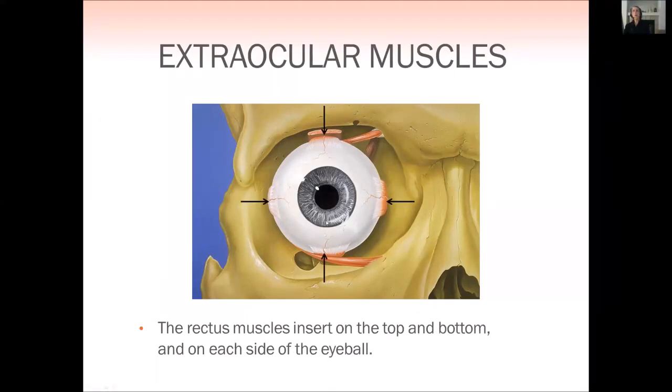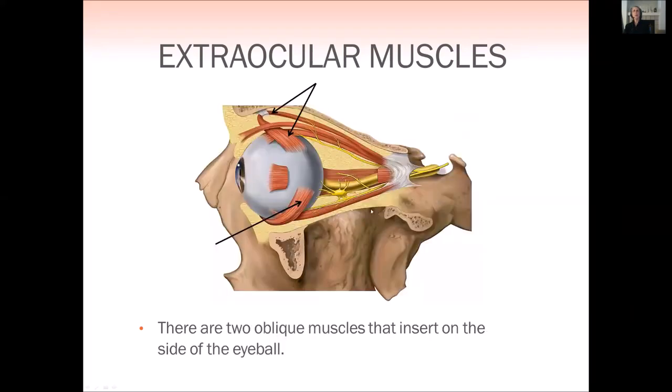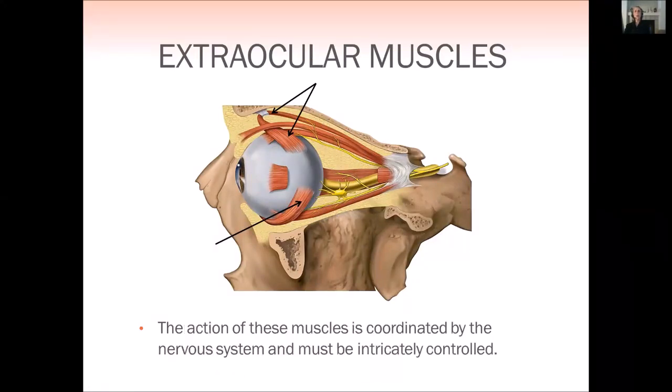We have 4 rectus muscles, shown by the arrows here. Those muscles insert on the top and bottom of the eyeball, and also on each side. There are 2 other muscles called oblique muscles that insert on the side of the eyeball. Now think about what needs to happen in order for your eyes to move. The action of these 6 muscles needs to be coordinated.